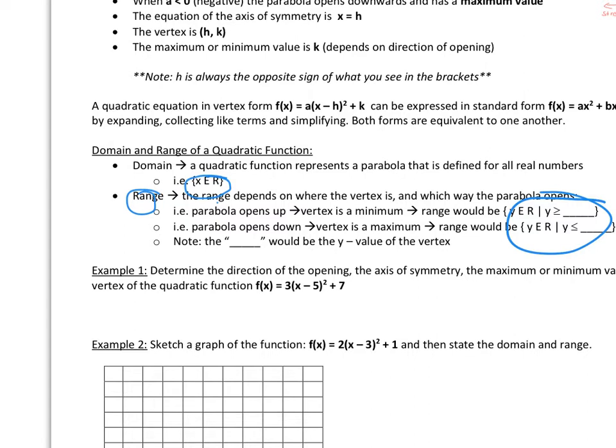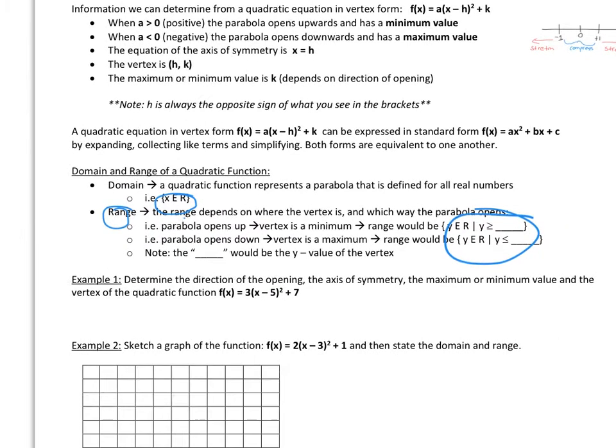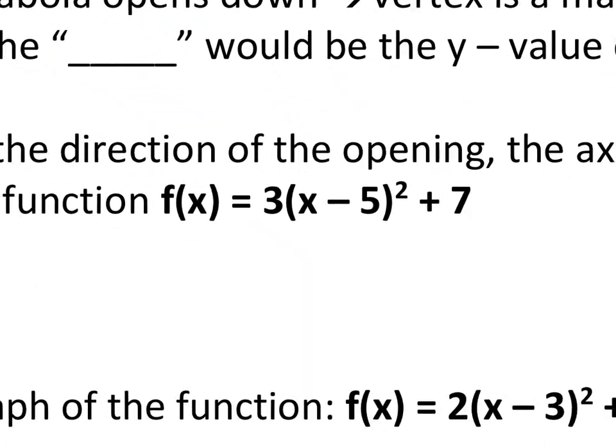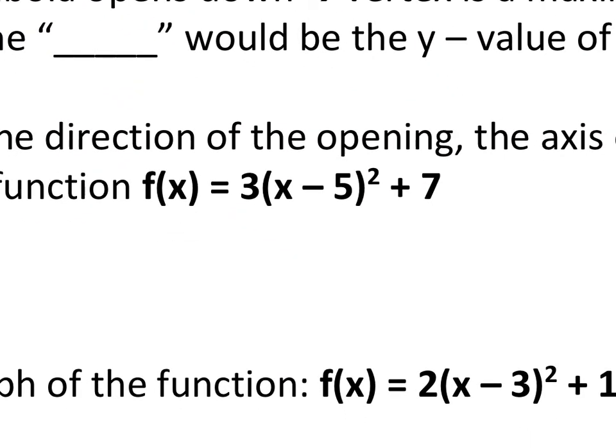Now we're going to be practicing this. So let's first start off by just writing down our transformations and some of the important points of our equations. So example number 1 says, determine the direction of opening, the axis of symmetry, the max or minimum value, and the vertex of the quadratic function. And then I give you this function here, 3 bracket x minus 5 to the power of 2 plus 7.